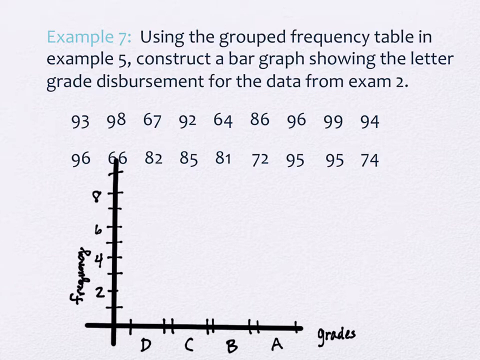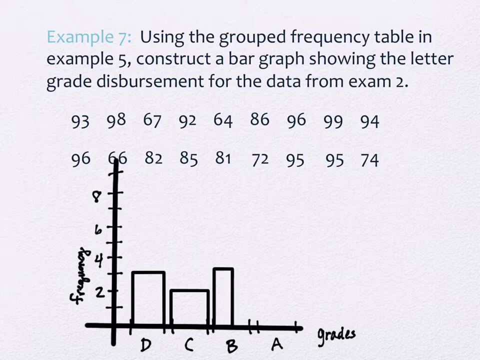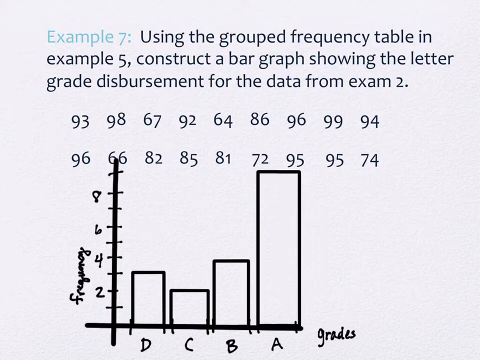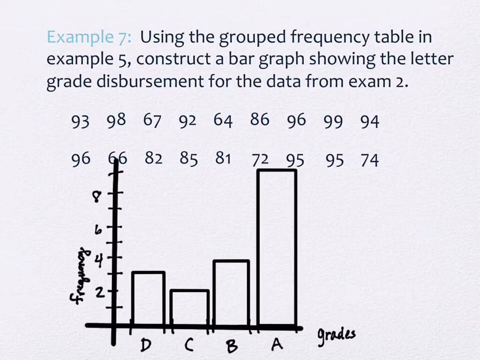So the first one is a height of 3. The second one was a height of 2. The B value was a height of 4. And then my A value is supposed to be a height of 9. So something like that. And we're representing the categories of grades instead of the continuum of grades.